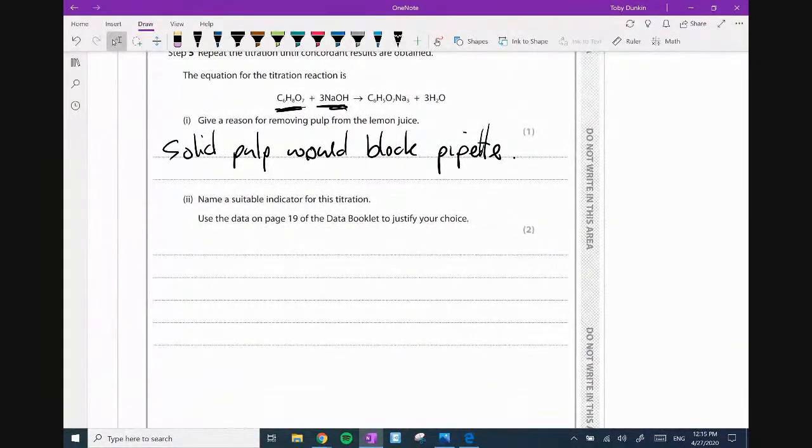It's a weak acid, strong base. You can use phenolphthalein. The only time you use methyl orange is weak base. So phenolphthalein. Give your choice from the data book. Oh, interesting. Well, I don't even need it. The choice is phenolphthalein indicator. My choice is because, look at the graph.